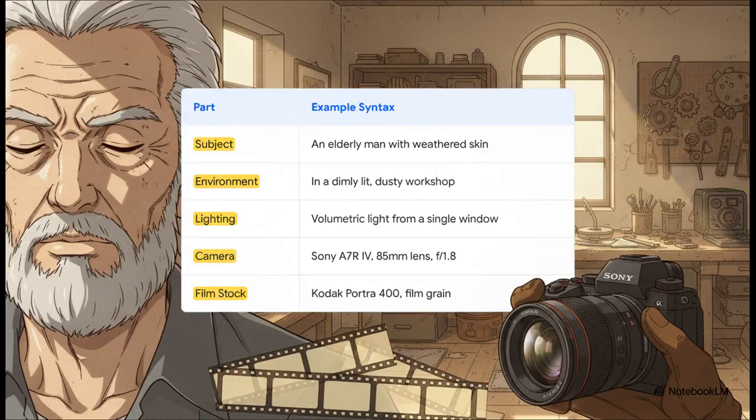And here's what that looks like in action. Instead of just an old man, you say an elderly man with weathered skin. Instead of a room, it's a dimly lit, dusty workshop. But then look at the technical details. Volumetric light, a Sony A7R IV camera with a specific 85mm lens at f1.8, and even the classic Kodak Portra 400 film stock. Every single one of those terms is a precise instruction that stops the AI from just guessing and defaulting to something boring.